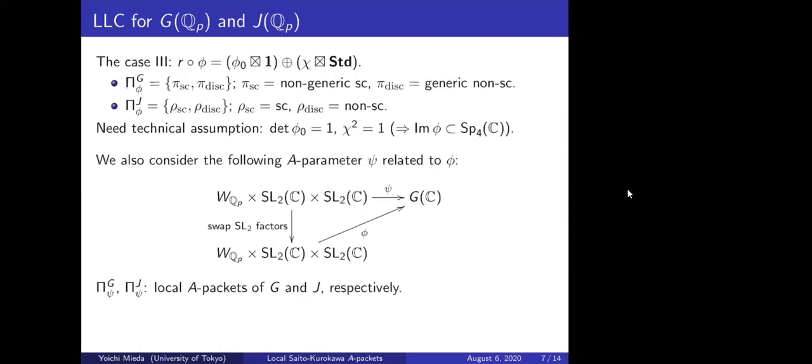And I need to introduce another thing, the A-packet attached to an A-parameter. An A-parameter is a slight variant of L-parameters, namely it is a homomorphism from W_Qp cross SL2(C) cross SL2(C). We have two SL2(C) factors. This is into G hat, the dual group.